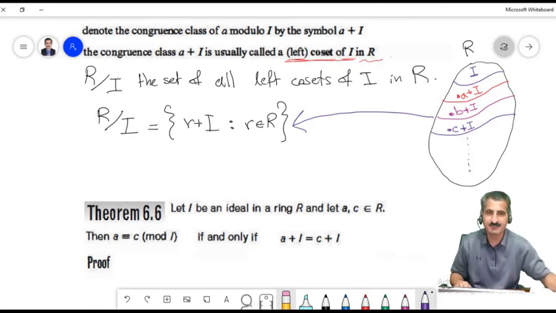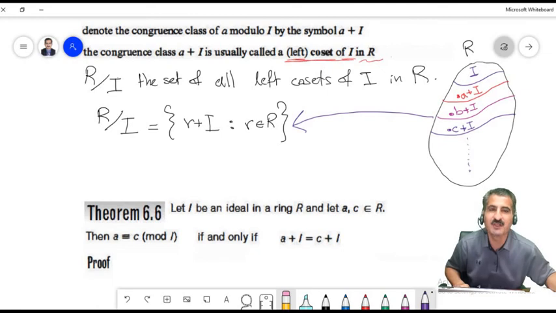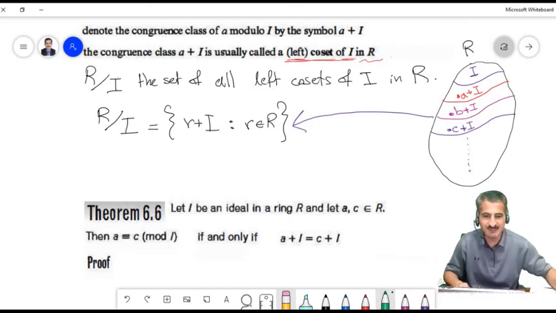Okay, good. Now, if you look at the theorem below, it says that if two elements are congruent modulo an ideal, then these two elements will give you the same coset. For instance, if I have another element, let me go back and change this to D. Why? Because I want my notation to match the theorem.